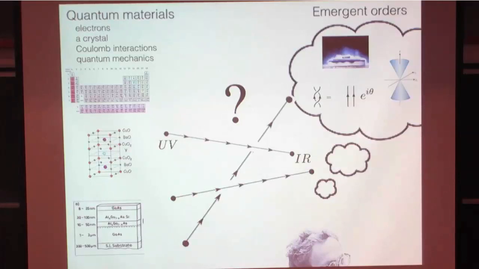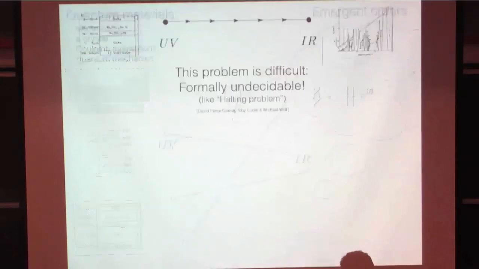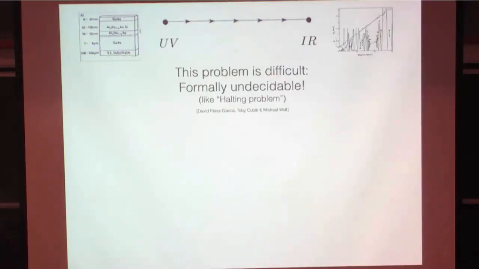In condensed matter, we kind of want to be able to move both ways. Sometimes we're given the material in the UV, and we'd like to be able to predict what the emergent order is that occurs. Or sometimes we have some idea for physics we'd like to see, and we'd like to be able to find a material which produces it. So this problem of converting between the UV physics and IR physics is extremely difficult.